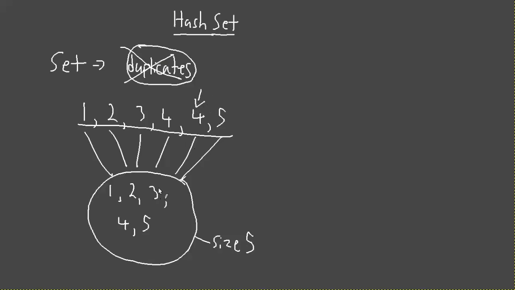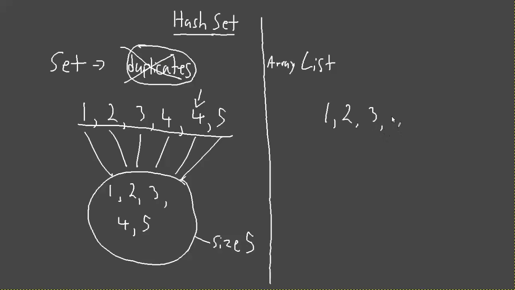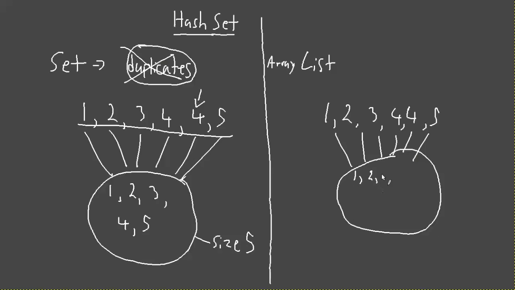The second number 4 is a duplicate because it was inserted successfully the first time, but the second time it does not allow that to go in. Now, if we compare and contrast that against something like a list or an array list, to be more precise, if we were to perform the same operation, 1, 2, 3, 4, 4, 5, if we were to do an insert into an array list, then all of these numbers would get inserted. 1, 2, 3, 4, 4 and 5.